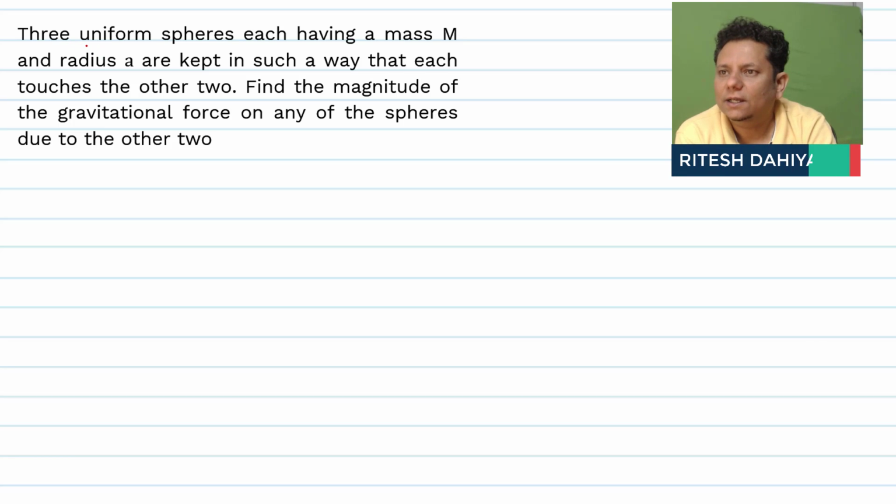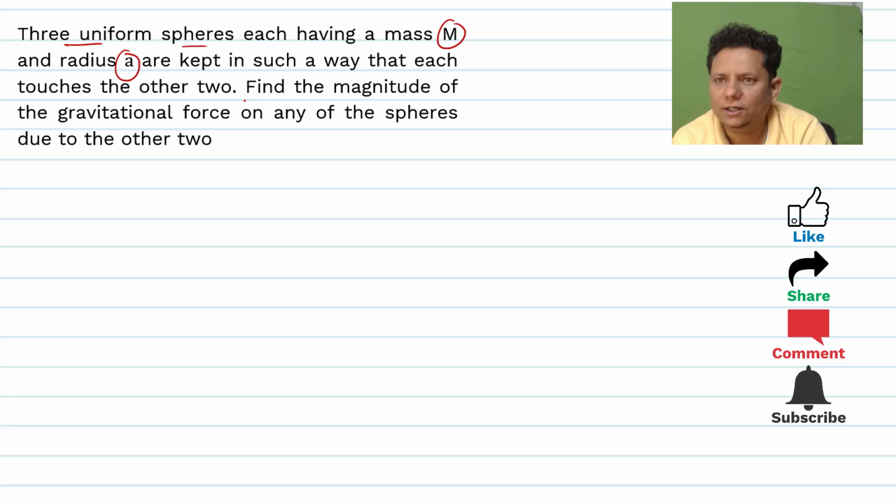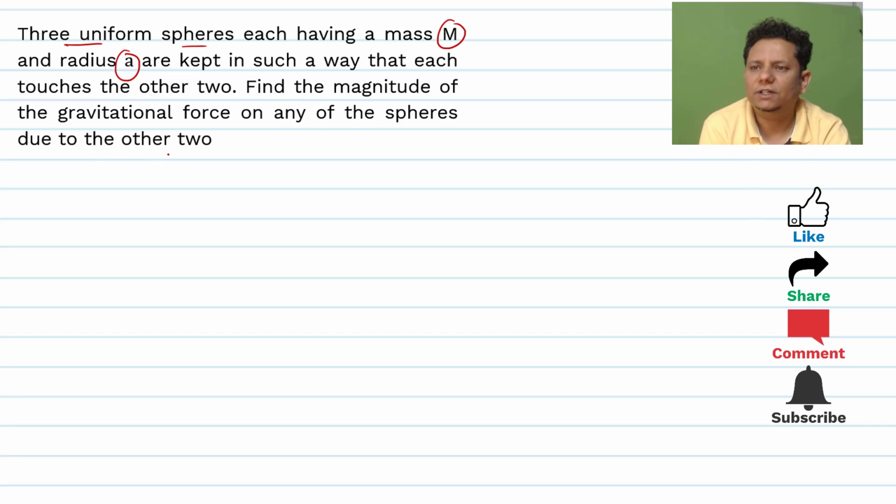Now the question says three uniform spheres, each having a mass m and radius a, are kept in such a way that each touches the other two. The question is, find the magnitude of the gravitational force on any of the spheres due to the other two.